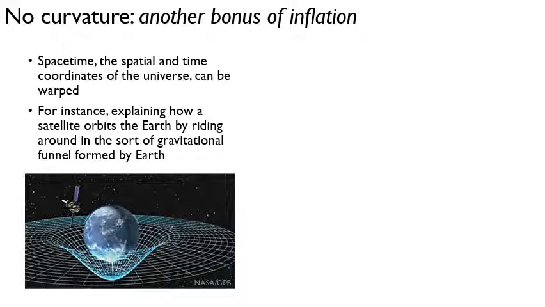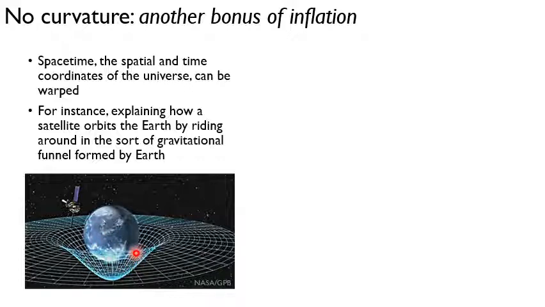So space-time, this is the spatial and time coordinates of our universe, right? So at any given point in time, that's one time coordinate, and some volume of space, those three dimensions are the spatial coordinates. And space-time can be warped, and it is warped. For instance, when you place a massive object in the fabric of space-time, it is bent.